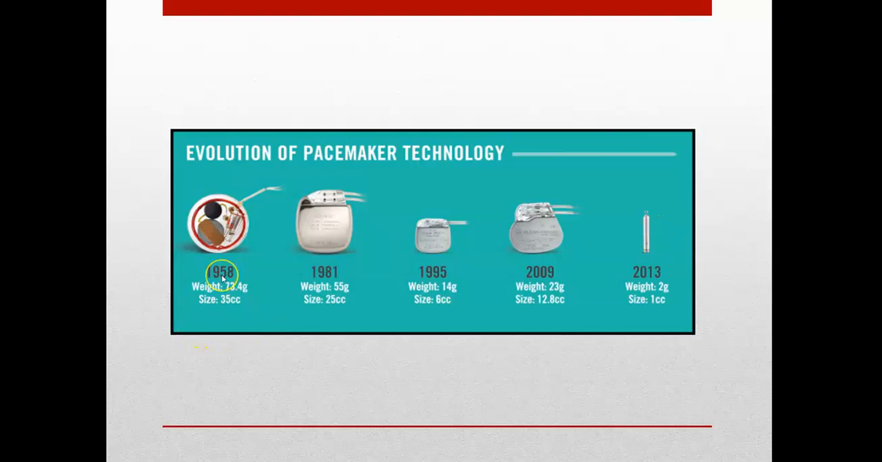So the first actual implant of a pacemaker was done in 1958. This is the first one that was ever implanted.